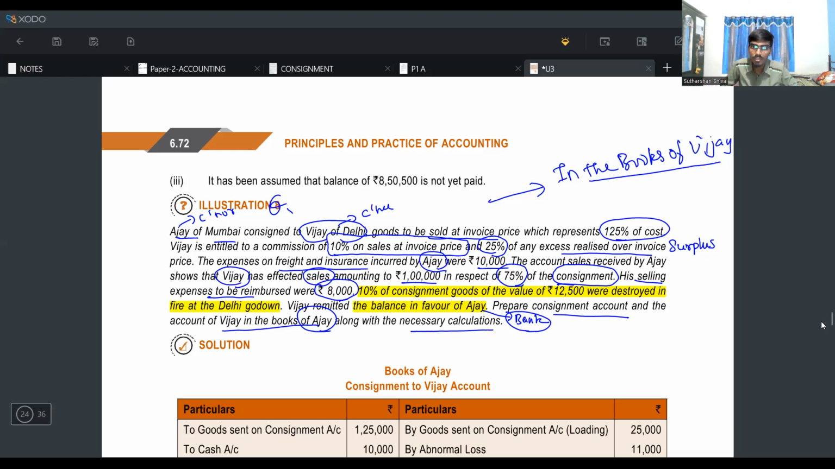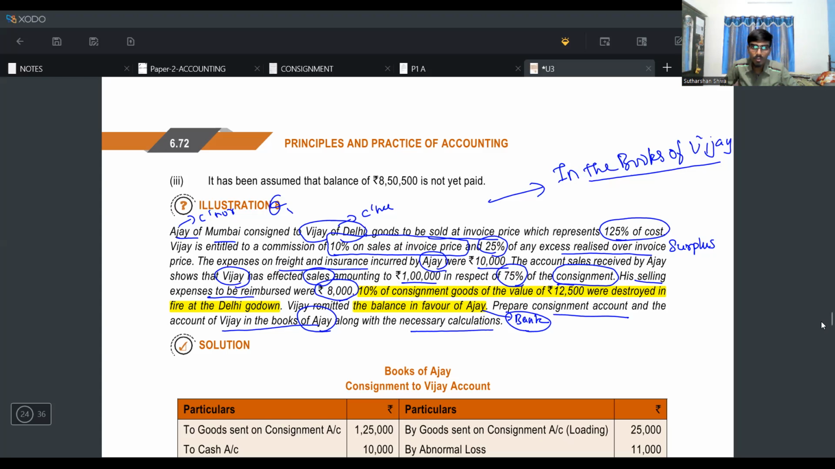Then the sold value. 75% of goods is sold. So 75, if you cross multiply, you will get your answer of 1,01,250. You will get your consignment stock value of 20,250. So consignment stock percentage will be 15%. Worth of goods is 20,250.